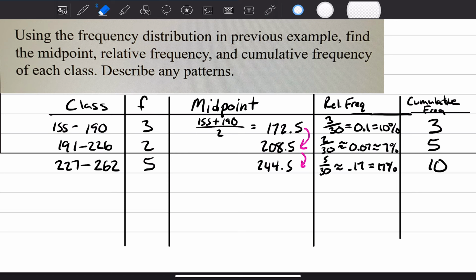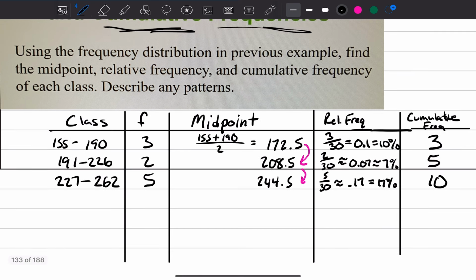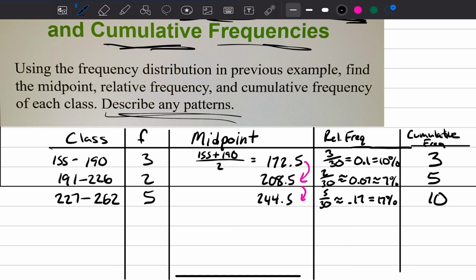And that's why with cumulative frequency, you're adding, okay? So when you think of cumulative, think of like you're collecting. And you keep going. And the very last class at the end should have 30. All right, so this is how you fill out the tables. Now let's see if we can describe any patterns, because that's what it asked us to do.